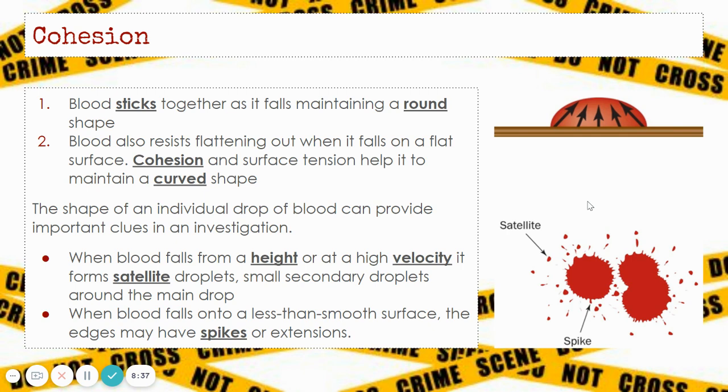When blood falls onto a less than smooth surface, the edges may have spikes or extensions. Spikes would be like the edges here, the edges and scallops of the main drop. Rougher surfaces are going to have more of those present than smooth surfaces.